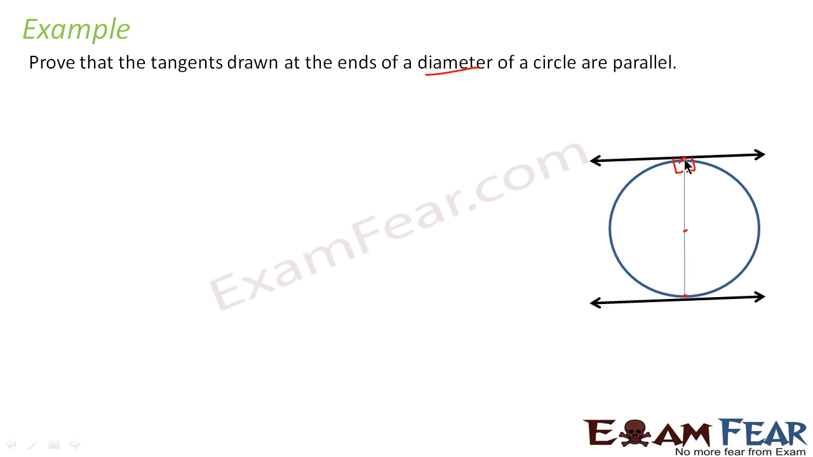Why? Because let's suppose this is A and this is B, and this is XY and this is X dash Y dash. OA is perpendicular to XY. You know why? Because XY is the tangent at point A, and tangent is perpendicular to radius through point of contact. Similarly, OB is perpendicular to X dash Y dash. Correct? So all these angles are 90 degree.